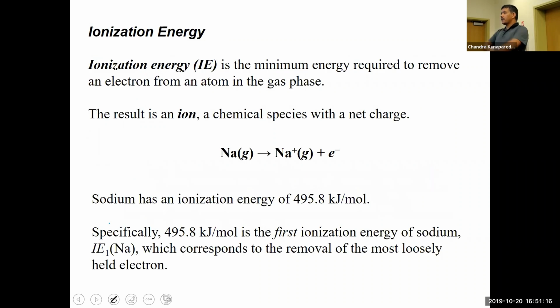Let's look into the next topic, ionization energy. Ionization energy is defined as the amount of energy required to remove an electron from its outer shell. It is called ionization energy. Briefly, we talked about it in chapter 3 when we discussed the photoelectric effect.